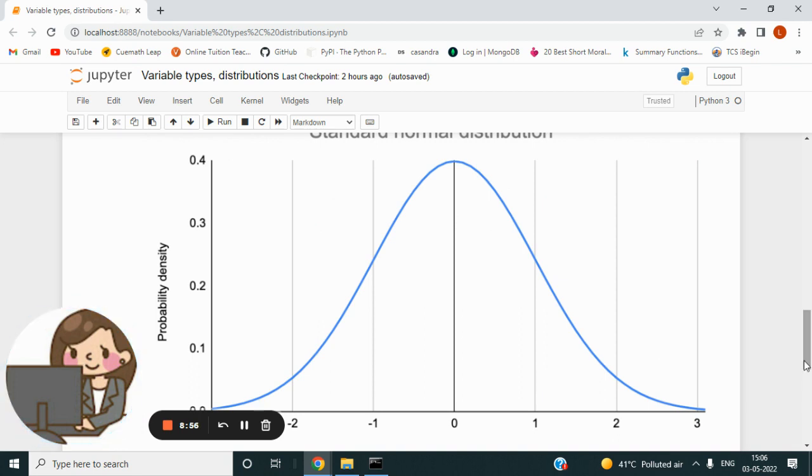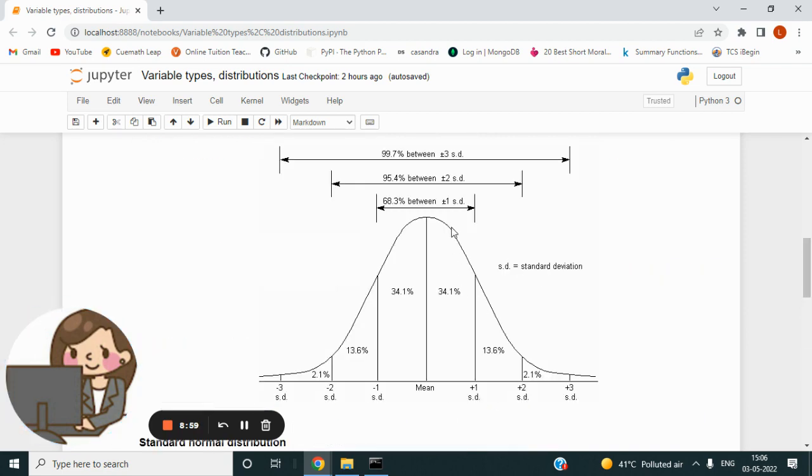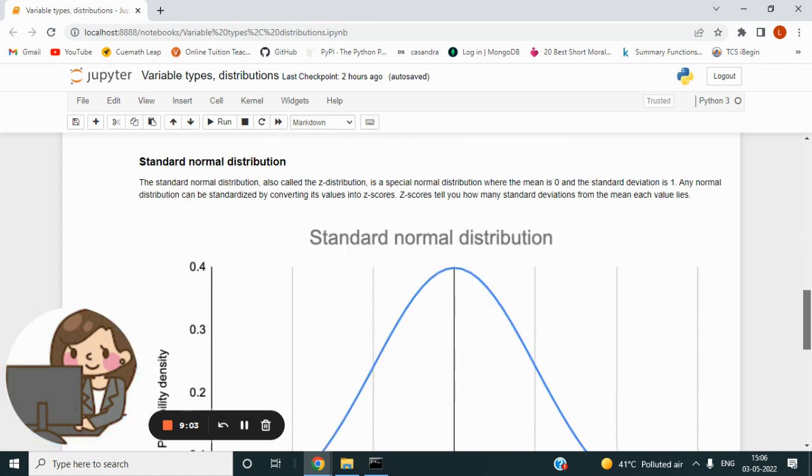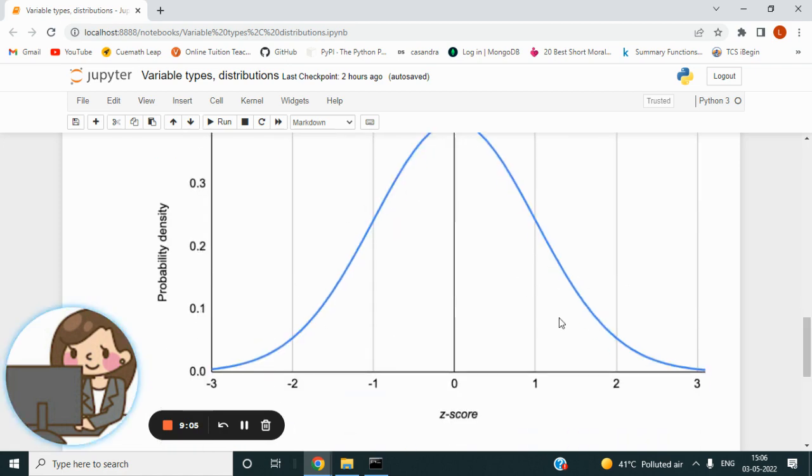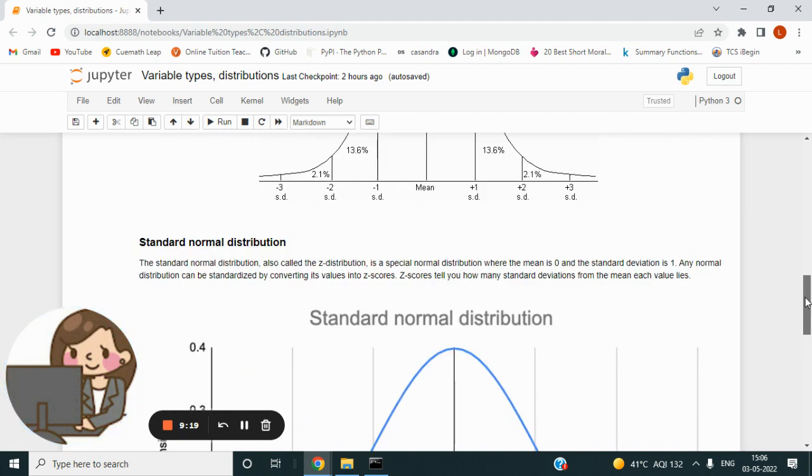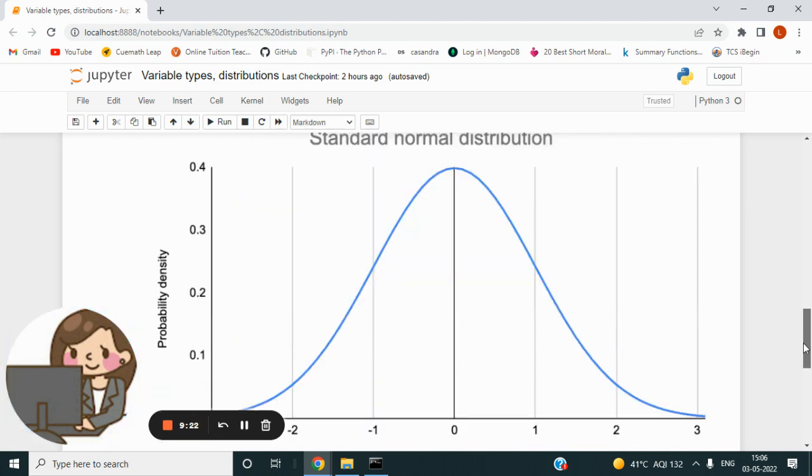So each of these points in the standard distribution, if we take and find the Z score of that value and plot it, we'll get a distribution like this, where the mean is 0 and SD is 1. So if there is a value lying over here, we can say that it is 1.5 SD from the mean. This kind of distribution is known as the standard normal distribution.